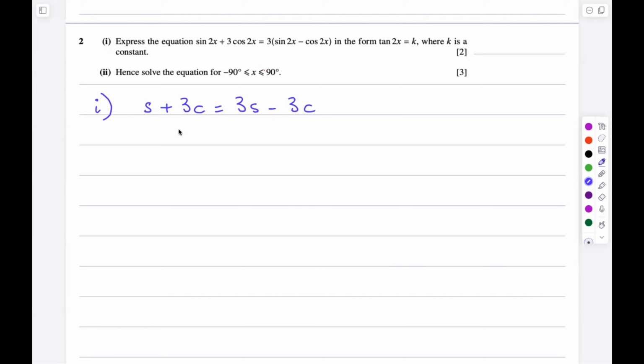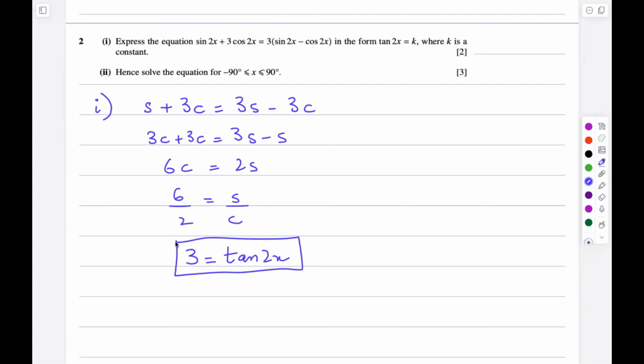Taking cos on the left hand side, this will become 3 cos plus 3 cos, and this will be 3 sine minus sine. So we'll get 2 sine is equal to 6 cos. Simplifying this, taking the cos on the right hand side, this will become sine upon cos equals 6 upon 2. As sine upon cos is tan, we can write tan 2x equals 3. So the value of k will be equal to 3.